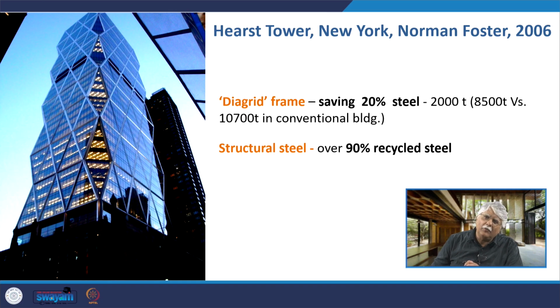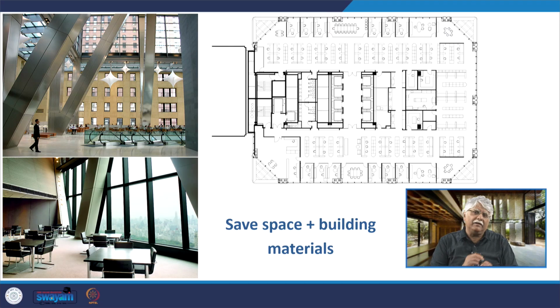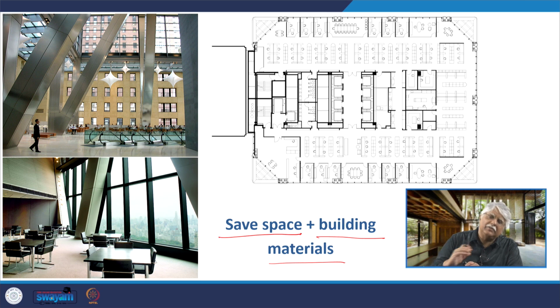So the requirement of steel, compared to a conventional building, went down by nearly 2000 tons, and of the structural steel, over 90% used in this building was recycled steel. So we both save on space, as I showed you in the 170 Amsterdam building, and we save on building materials. So in Hearst Tower, the same thing is happening.